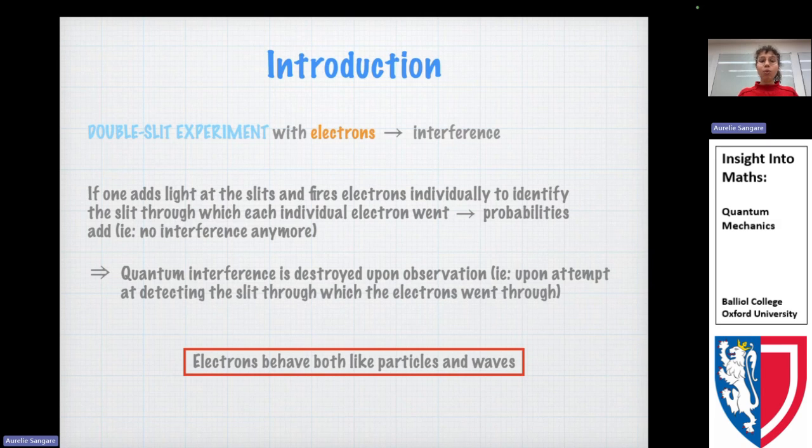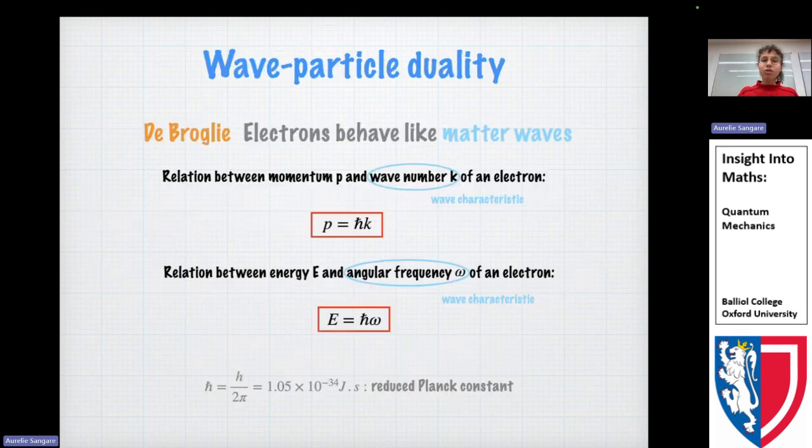So what we understand here is that quantum interference, so the interference of the probability density functions, is destroyed upon observation. So when we try to detect the slit through which electrons went, then quantum interference is destroyed and the probabilities add. So really the key conclusion about the double slit experiment is that electrons behave both like waves and particles. And that's what we call wave-particle duality. So electrons behave like matter waves, like waves of matter.